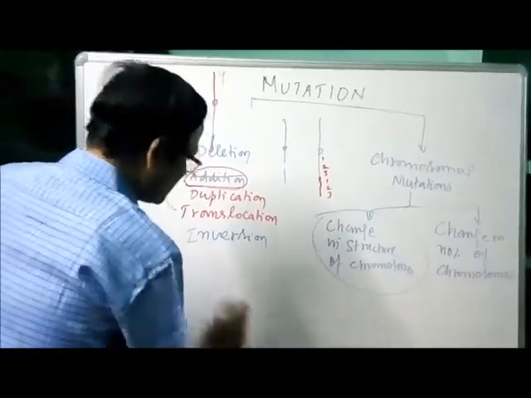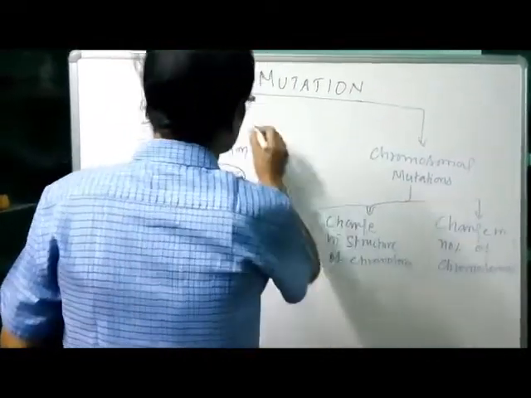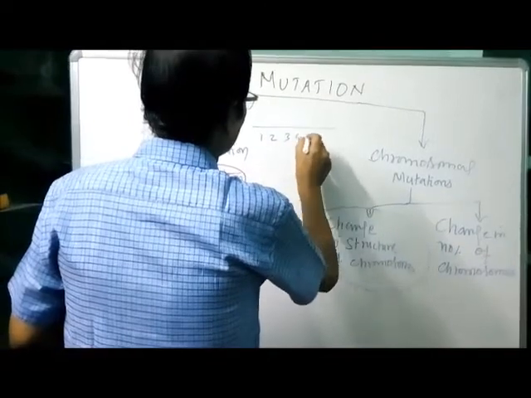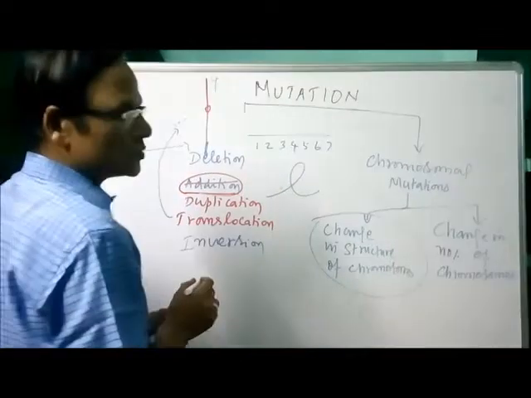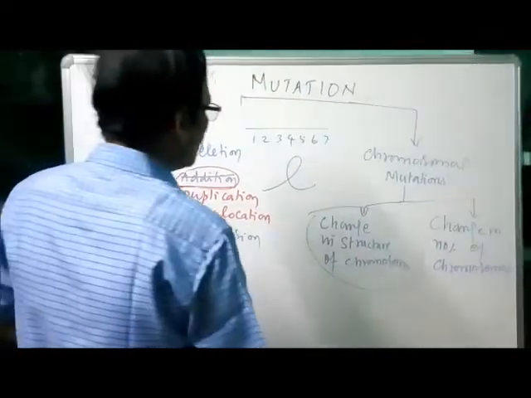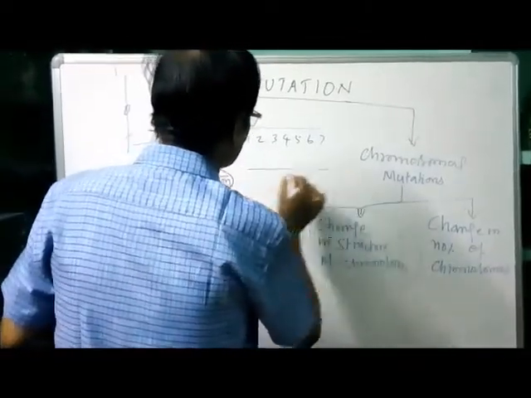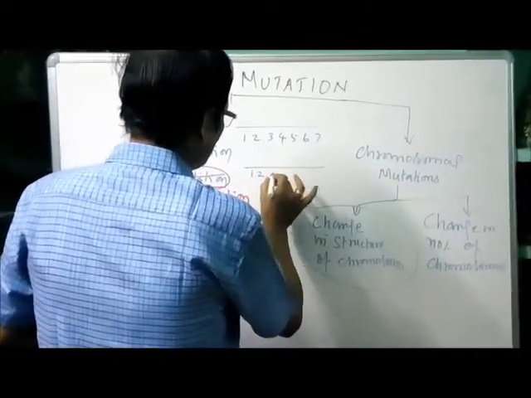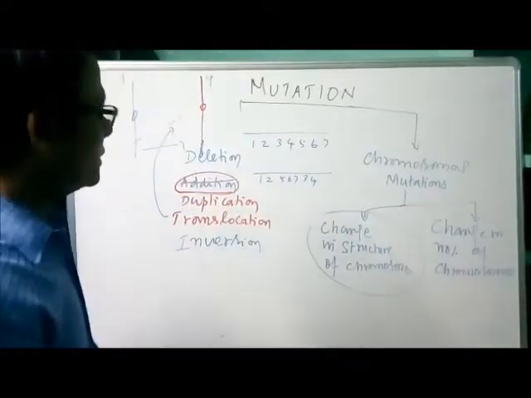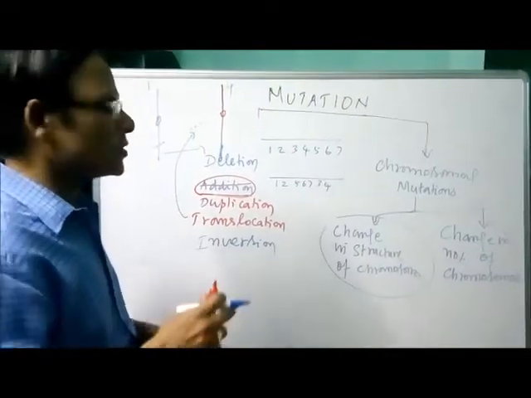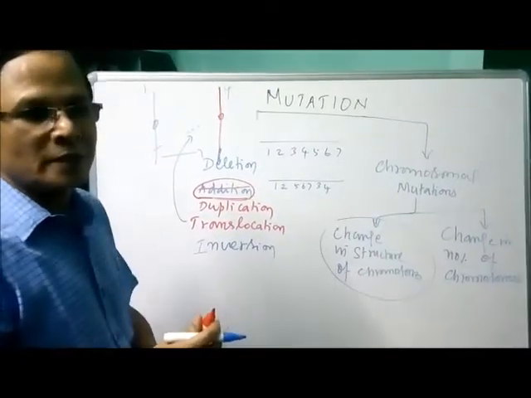Now here, suppose you are taking a particular chromosome, with the sequence of genes 1, 2, 3, 4, 5, 6, 7. Now the chromosome undergoes what is called inversion through 180 degrees, inverted. As a result, the arrangement of genes is changed. So we have 1, 2, 5, 6, 7, 3, 4. See, the arrangement of genes is changed because of the inversion, the rotation of the chromosome through 180 degrees. These are methods you will be studying in higher classes.